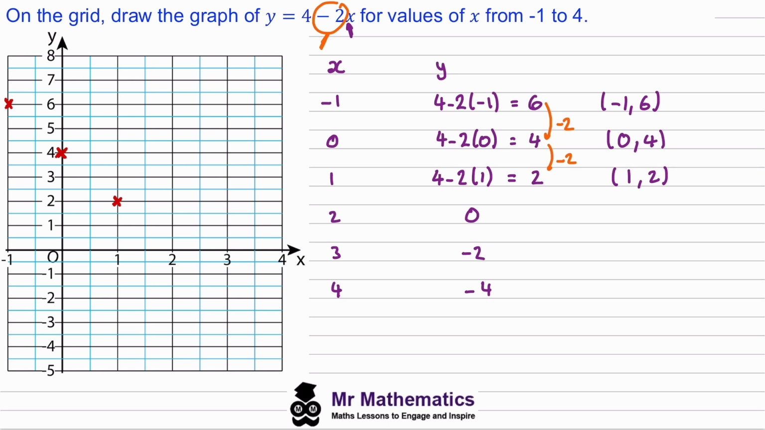And then we can plot these points. 2, 0, 3, -2, and 4, -4. And then we can join them together with a straight line. Okay? How did you get on with that? Let's try another question.